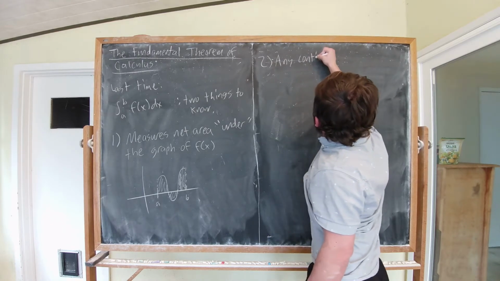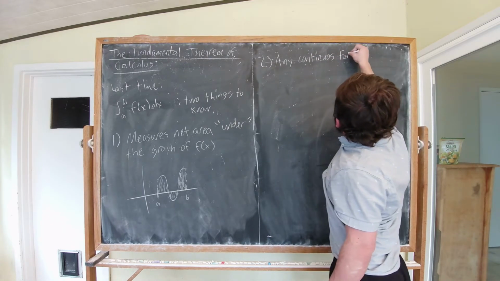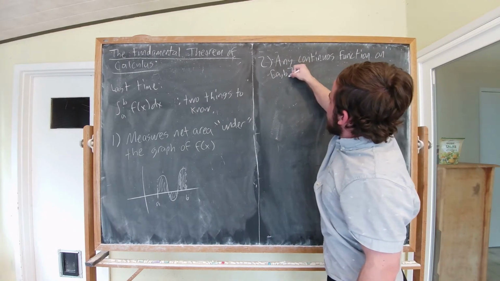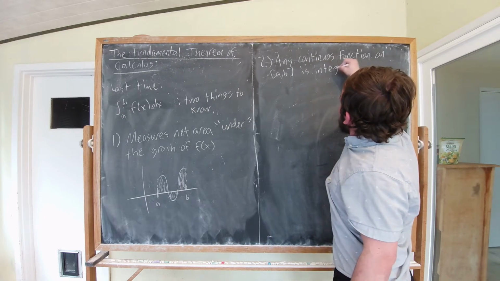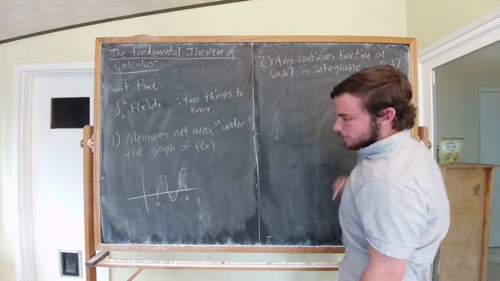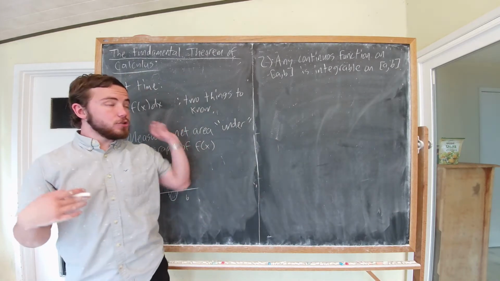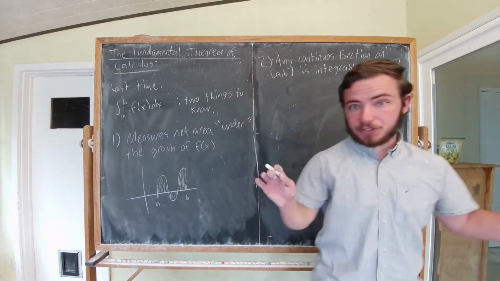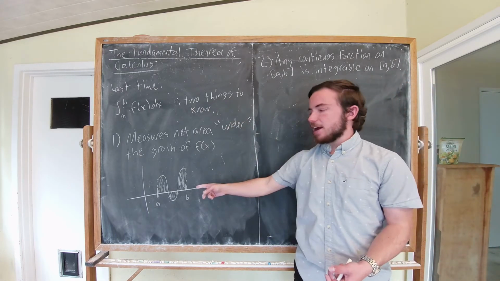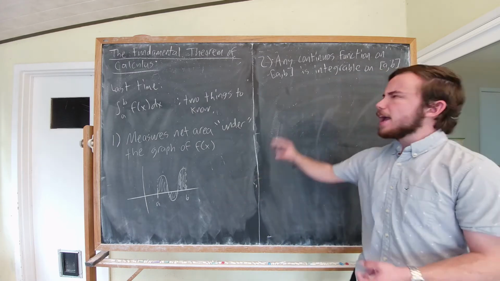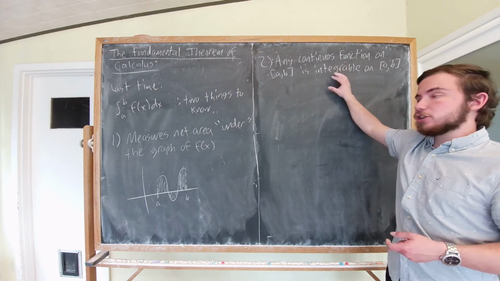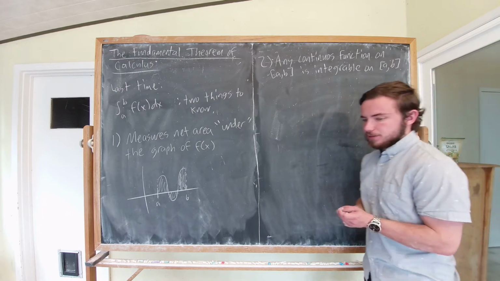Any continuous function on a to b is integrable on a to b. Alright, so those are the two big things. If you get nothing else from last video, here's what you need to know. Definite integral measures net area under the graph of f of x, and which functions are Riemann integrable? More than this, but ones that are for sure integrable are anything that is continuous.